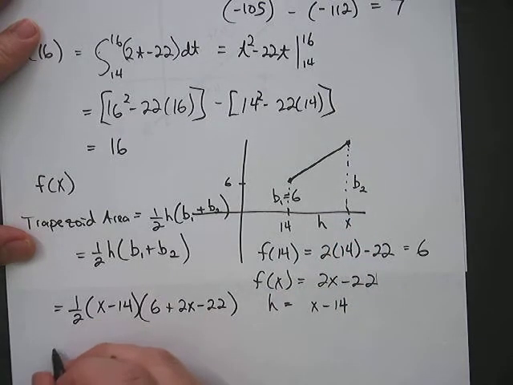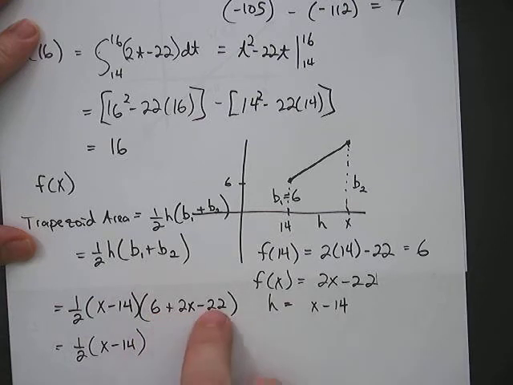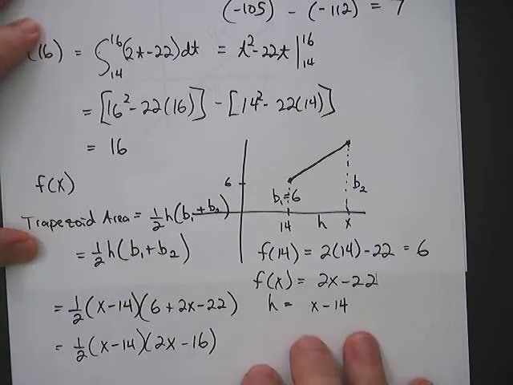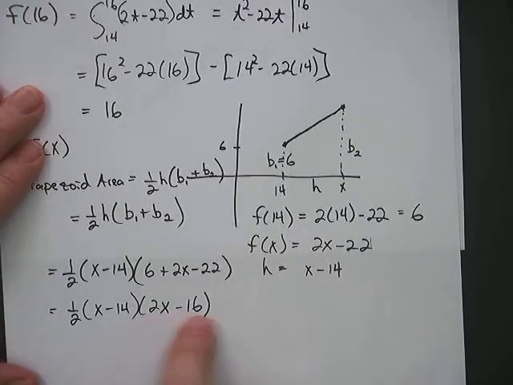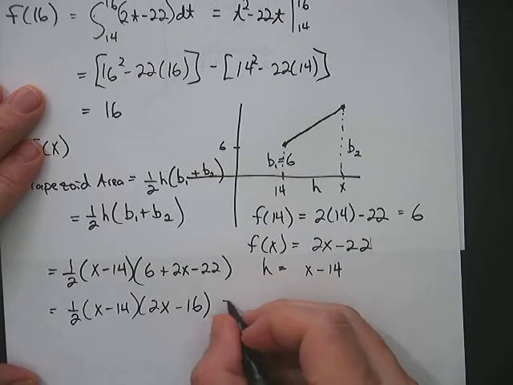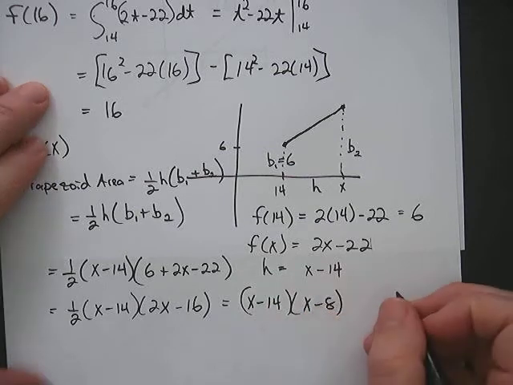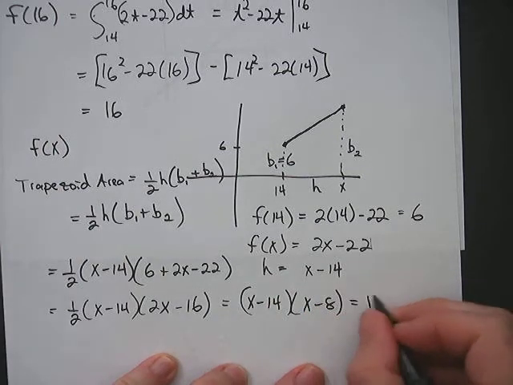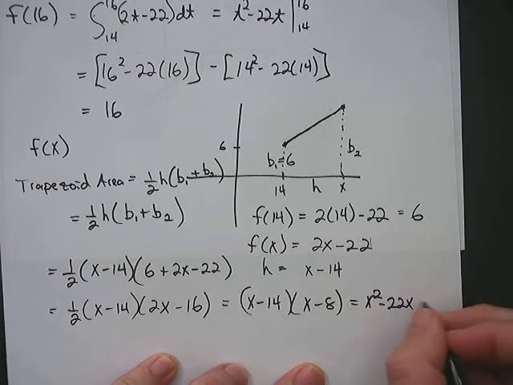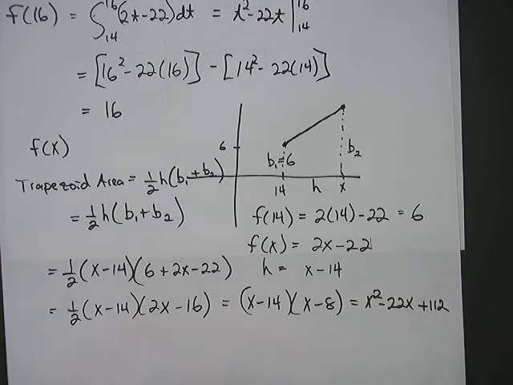So we just need to clean this up. 1/2 times (x minus 14). Let's see, if we do this, we get 2x minus 16. Okay, let me factor out a 2 out of here, which would make this x minus 8. When we factor the 2 out here, it cancels with the 1/2. So it becomes (x minus 14)(x minus 8). And if you work that all out, you will get x squared minus 22x plus 112. Okay, so that is the function f of x, capital F of x.